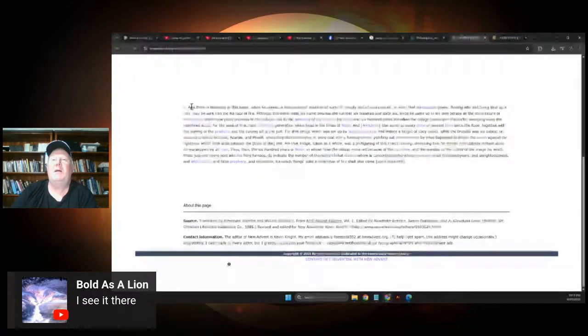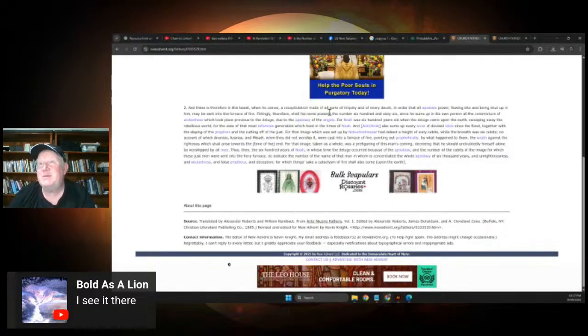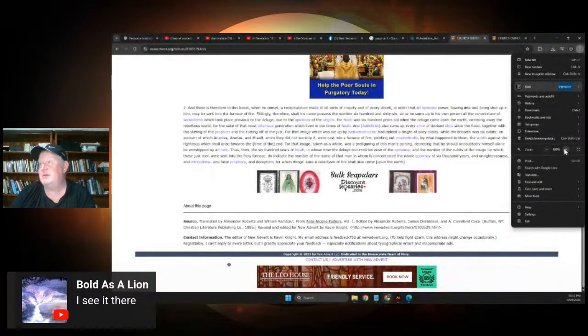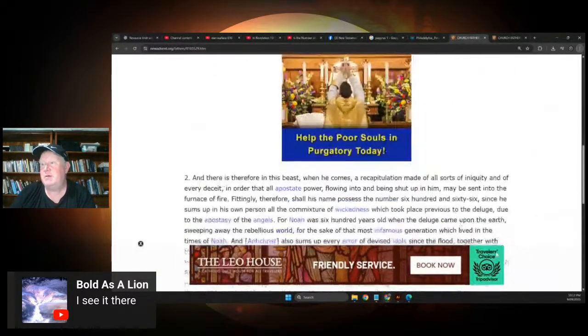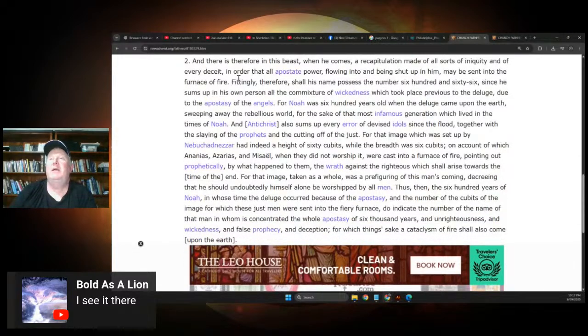Okay. So this is Irenaeus, book 5. There is therefore in this beast, when he comes, a recapitulation made of all sorts of inquiry and of every deceit. I'll make it a bit bigger. It's hard to read that. There we go. Okay, so he says here, fittingly, therefore, shall his name possess the number 666.